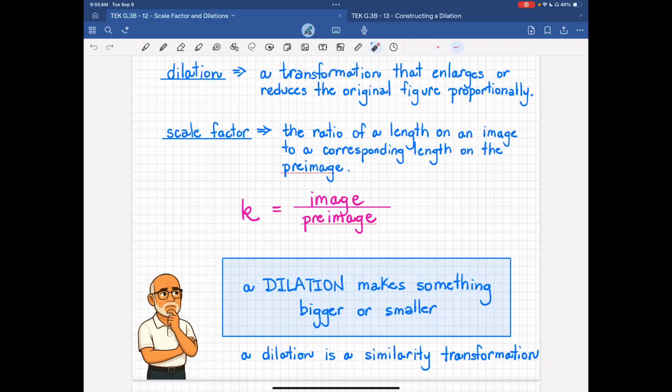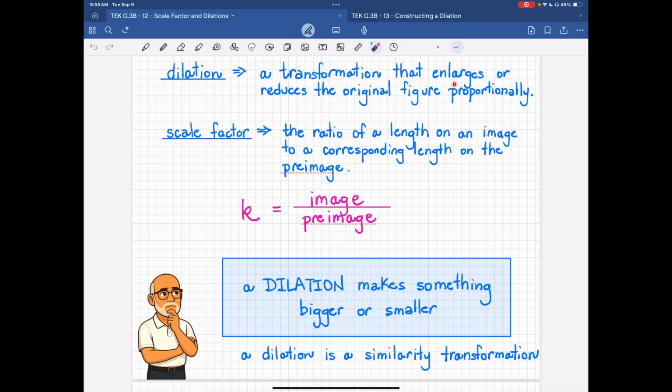Let's start off with the definition of a dilation. A dilation is nothing more than a transformation that makes something bigger or enlarges it, or reduces it, makes it smaller than the original figure. And it does it in a proportional way. So a real brief definition would be that it's a transformation that enlarges or reduces the original figure proportionally.